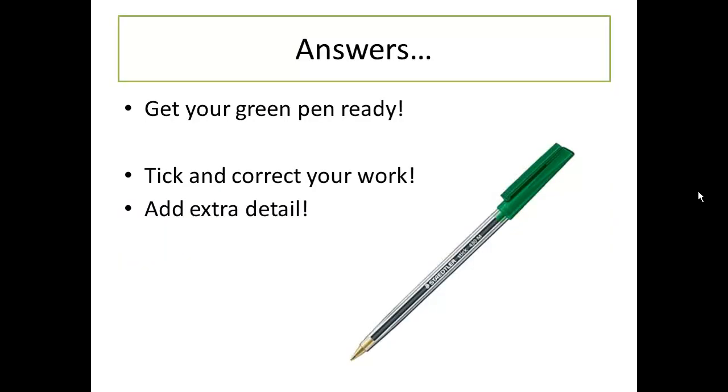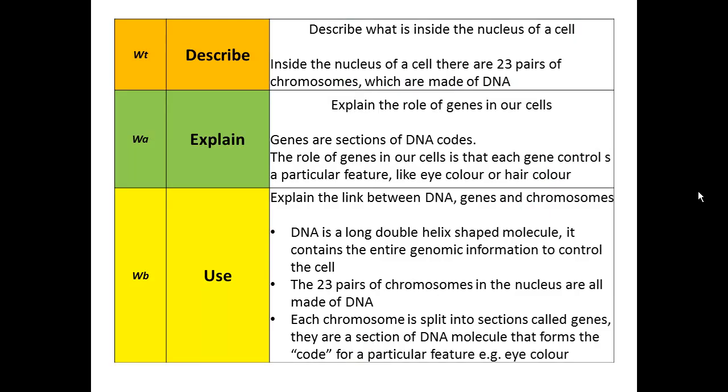Brilliant, it's time to mark now, so get ready with a green pen, or if you don't have a green pen, a different color pen. And remember, marking is also a chance to add extra detail if you missed something during the task. So for the first one, describe what is inside the nucleus. Inside the nucleus of a cell, there are 23 pairs of chromosomes. If you put 46 chromosomes, it's absolutely right. Okay, 23 pairs or 46 chromosomes, which are made of DNA.